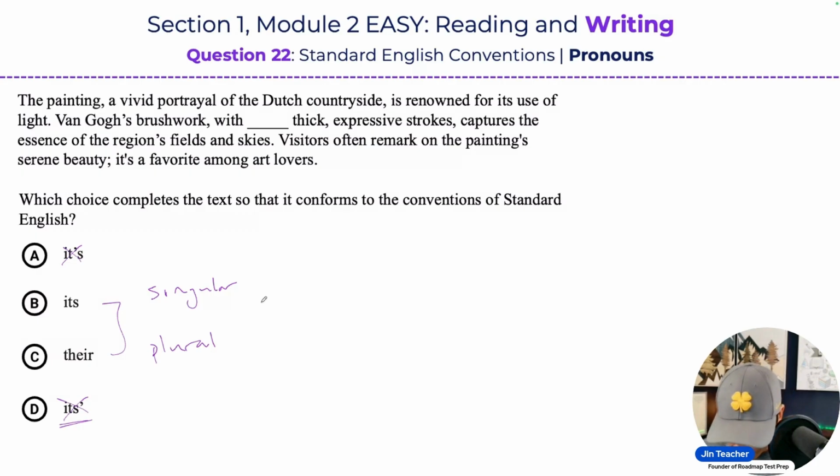So the sentence is Van Gogh's brushwork with its thick expressive strokes. Whose strokes are we talking about? Whose strokes are we referring to? This is what you have to find. Logically, the answer to that question, based off of what the passage says, is Van Gogh's brushwork.